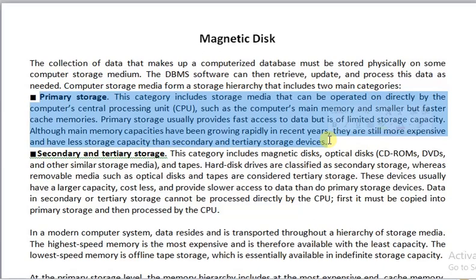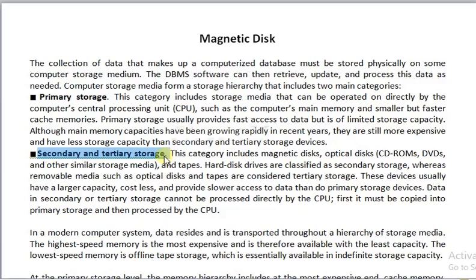As the size of the database increases, the available primary storage space is not enough to store the entire database. In that case, we have to use another type of storage unit called the secondary storage unit, as well as the tertiary storage unit. Under the secondary storage category come devices such as the magnetic disk, optical disk, as well as magnetic tapes. What are the properties of these devices? The magnetic disk and the optical disk have large storage capacity, and they are less expensive, but they are not as fast as the primary storage devices.